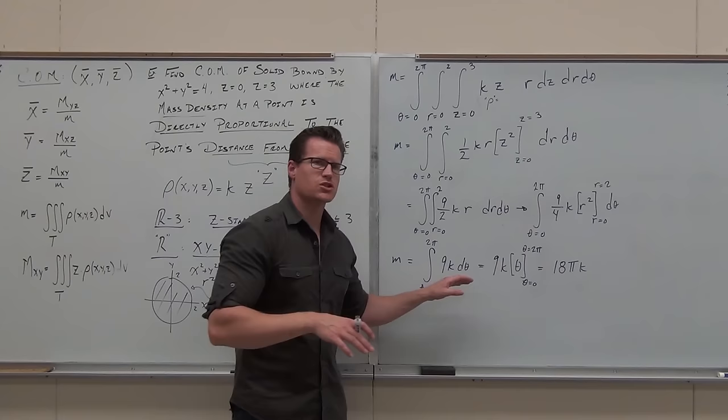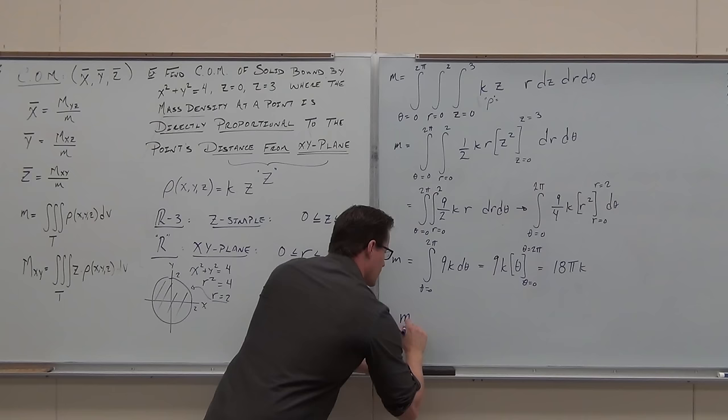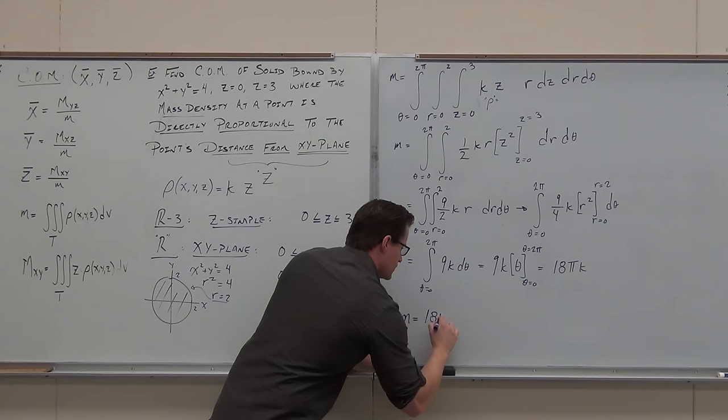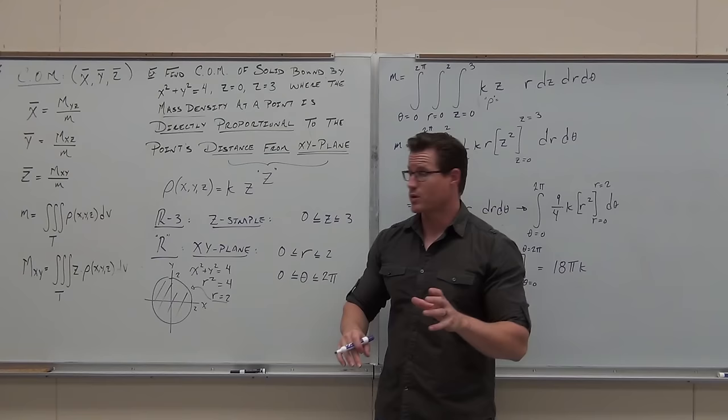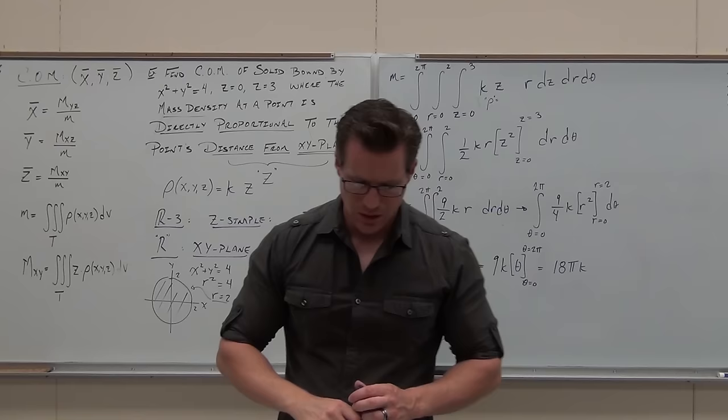Show hands if you're okay with that one. Let's write that down. So the mass of this 3D soda can cylinder is 18 pi k. I'm going to leave that for a moment, because again, what we're trying to do is find the center of mass. That's what we're trying to get.